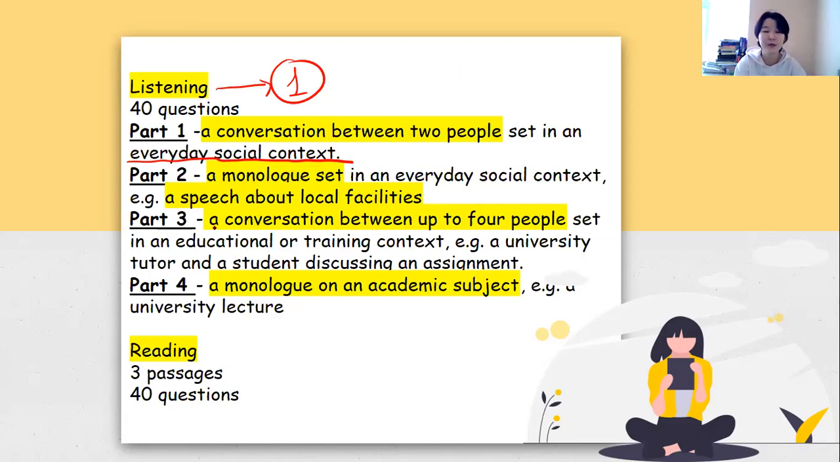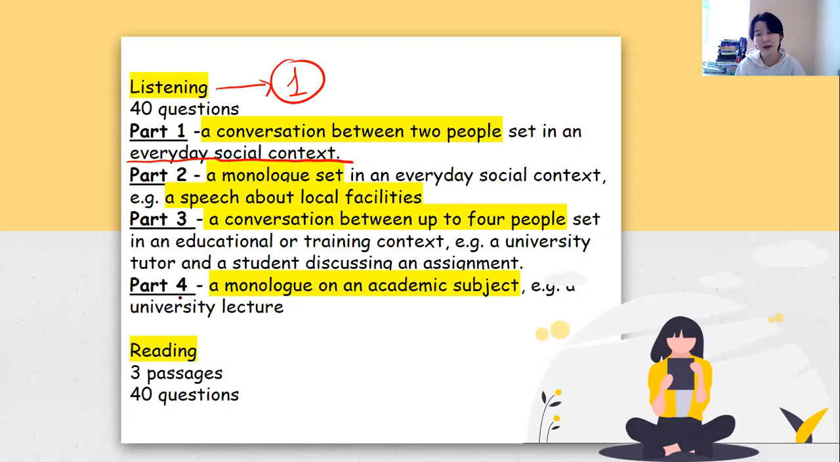Then part 3 is a conversation between up to 4 people. It could be a dialogue or talk between students and professors, or trainers and students, or whatever. The context is academic, university: student discussion and assignment. Discussion of how to write certain projects, how to do certain assignments, for instance.